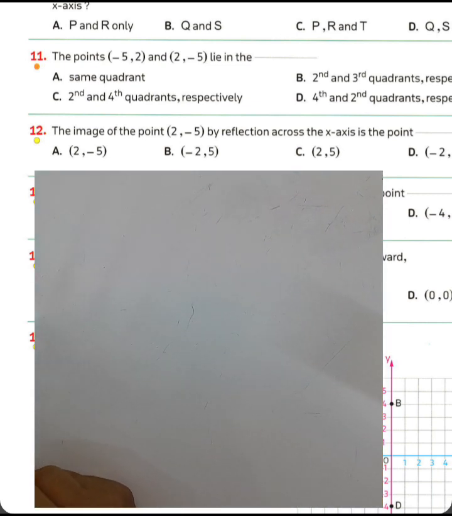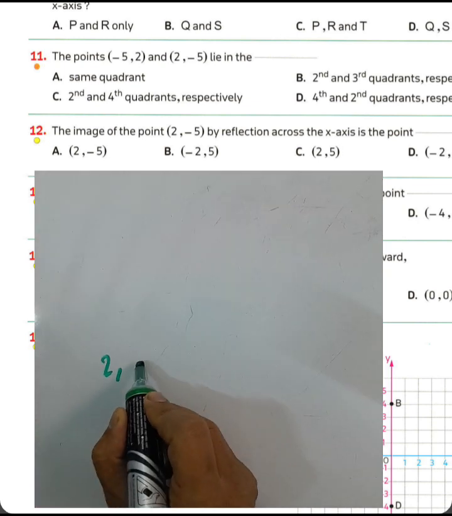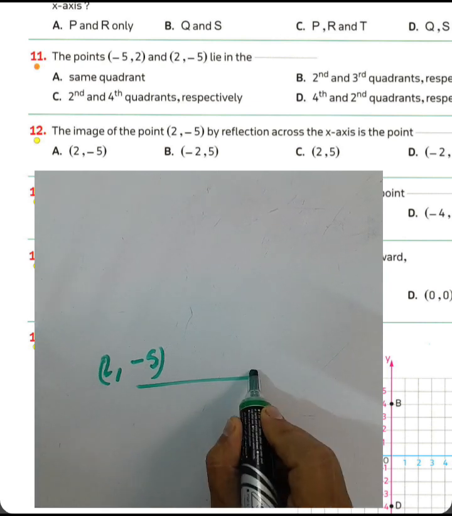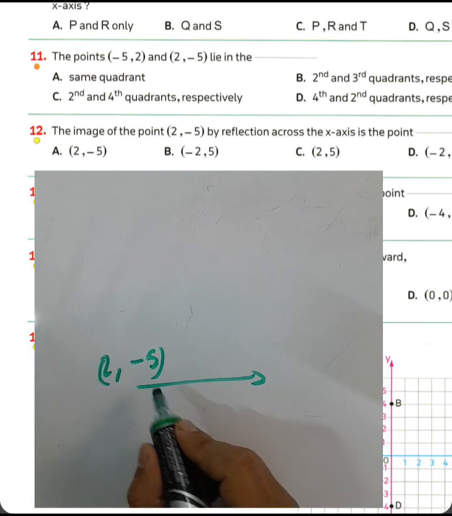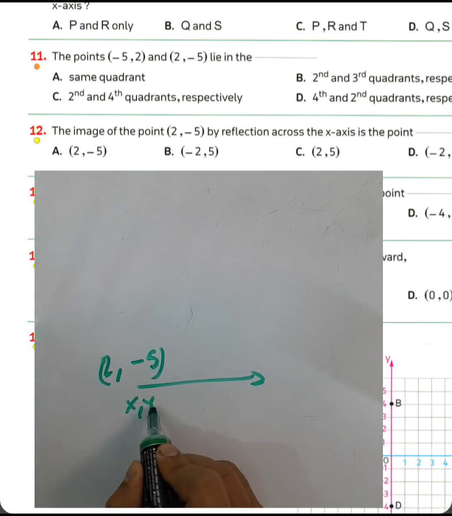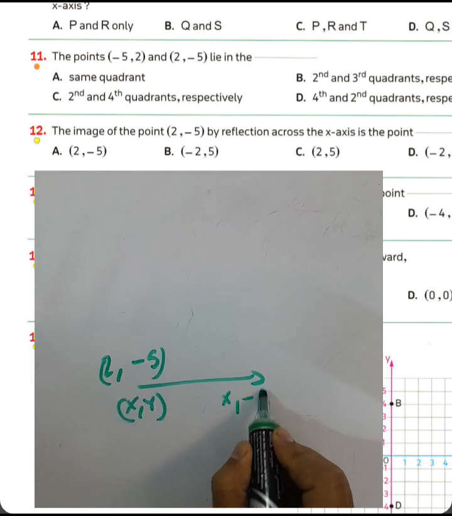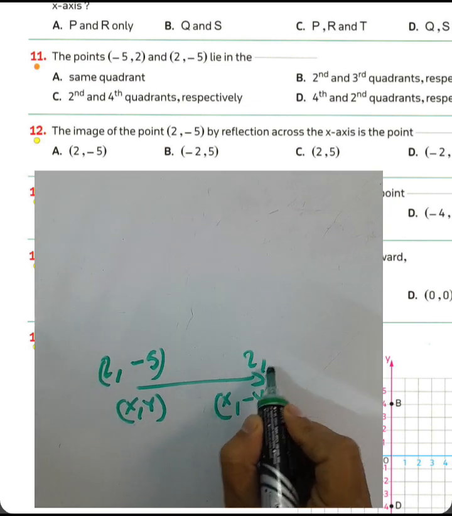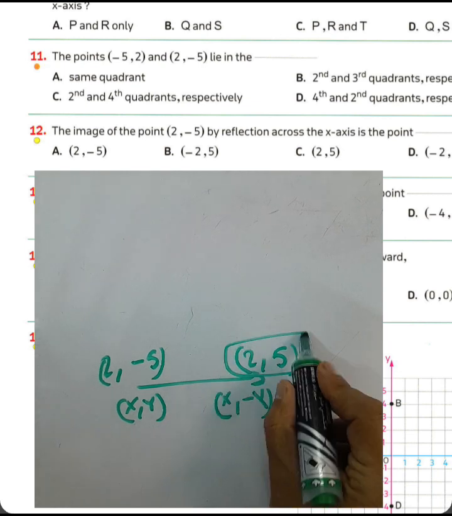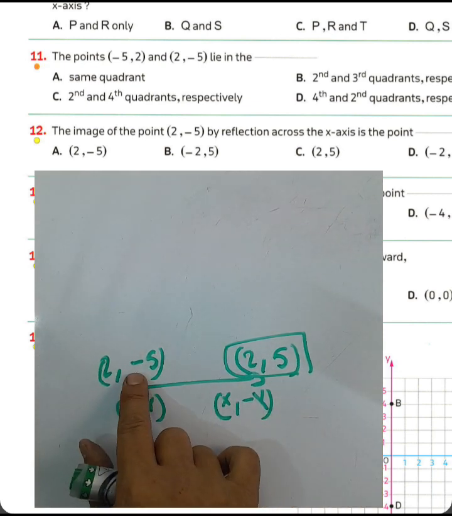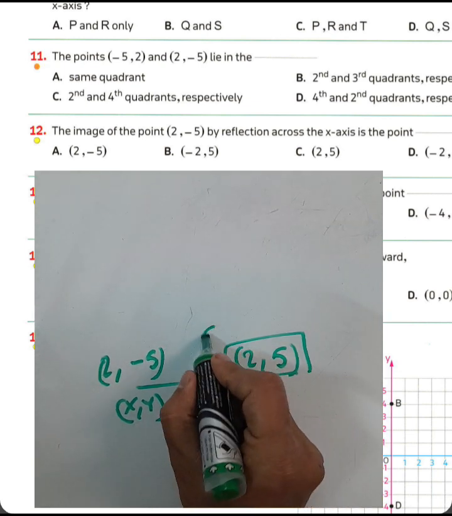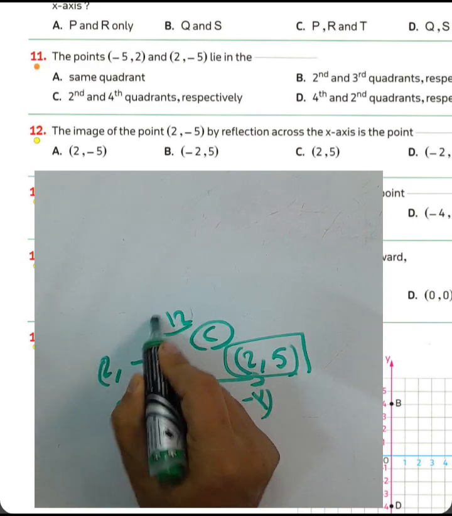Okay, 12. Again, you want to find the reflection of this point in the x-axis, put x here and just change the sign of y. It will be (2, 5). Okay, put x here and then change the sign here. It will be (2, 5). Choose letter C about question number 12.